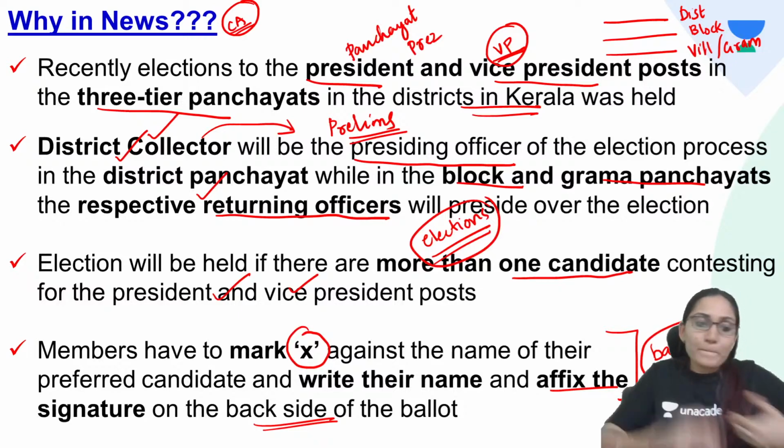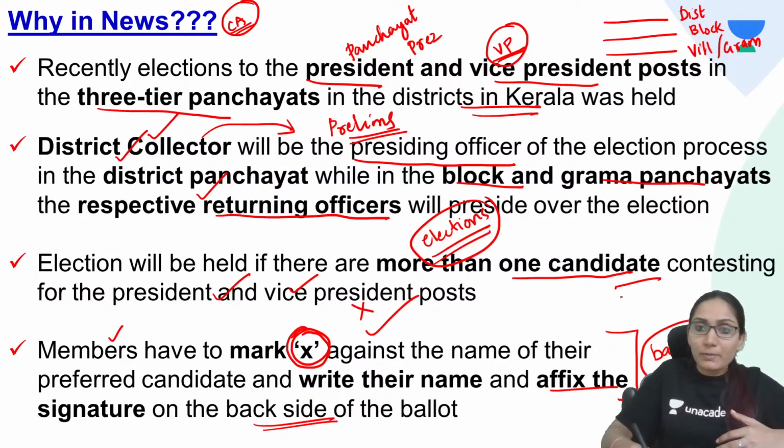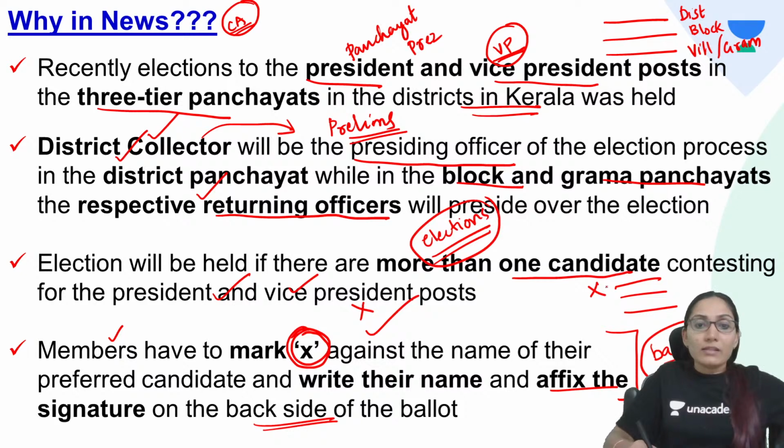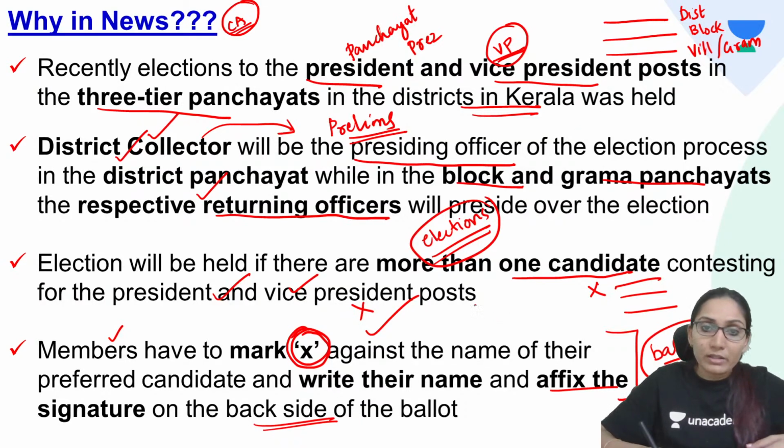Now, how is the election done? The panchayat members have to mark X against the name of the preferred candidate. Suppose there are 2 or more candidates, they have to mark the X against the name of the preferred candidate and also write their name and affix the signature on the back side of the ballot paper. This is the procedure to be followed. This is how the election is held.